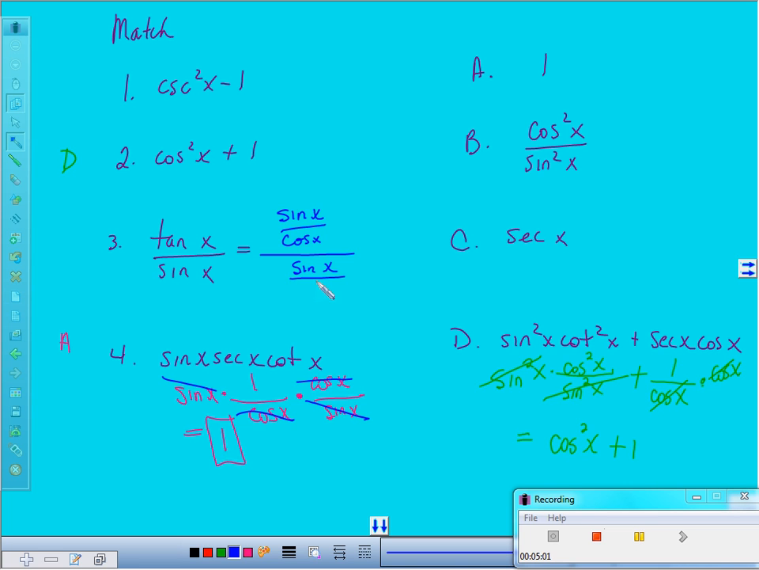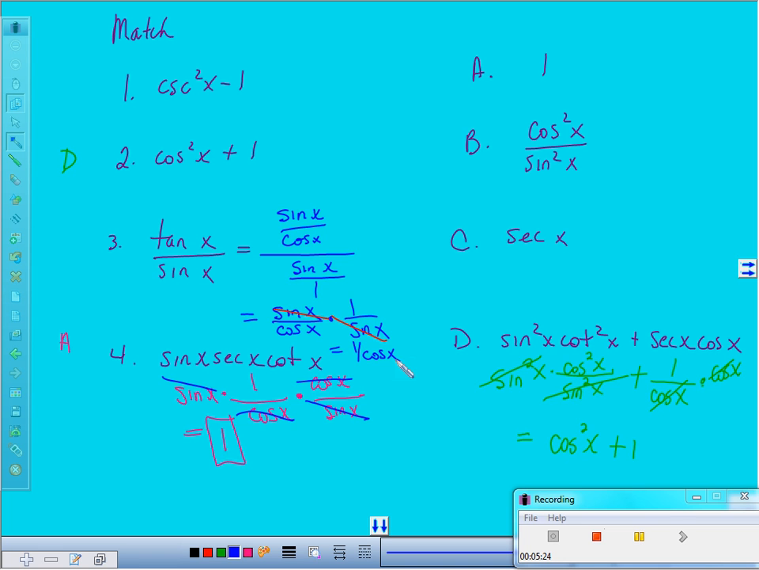So now, what do I do when I have a fraction divided by a fraction? I multiply by the reciprocal. So I would have sine x over cosine x times 1 over sine of x. Cancel out my sines, and I am left with 1 over cosine.